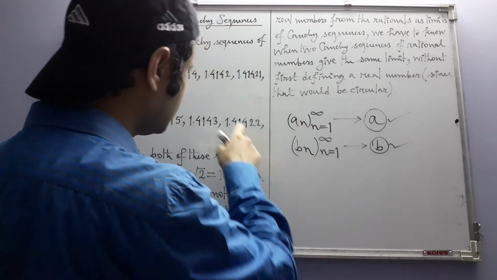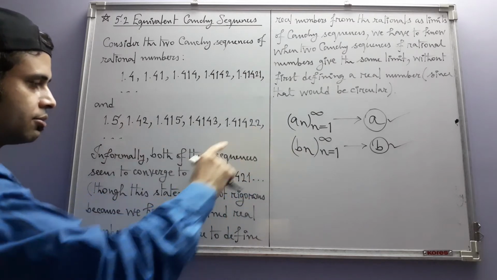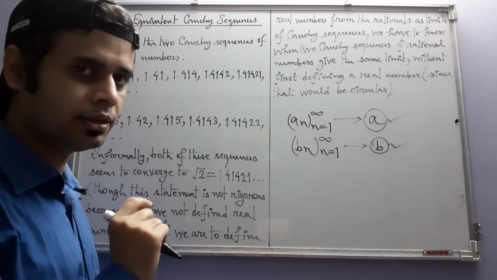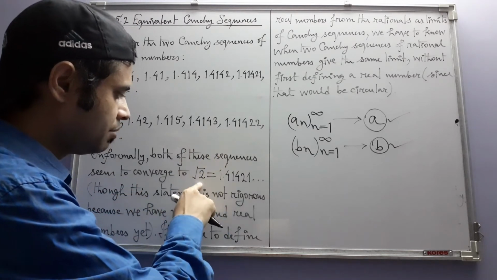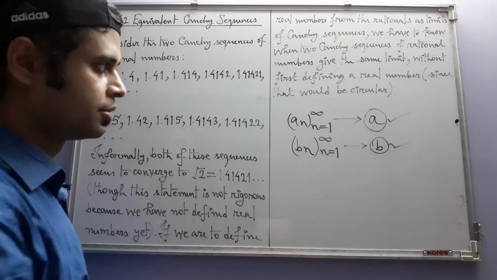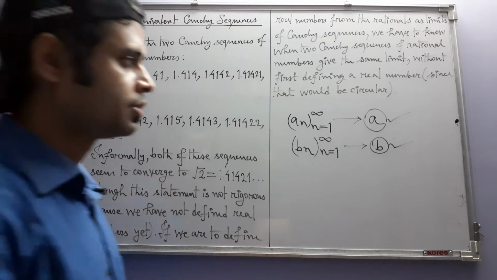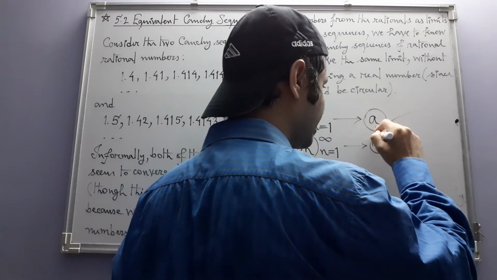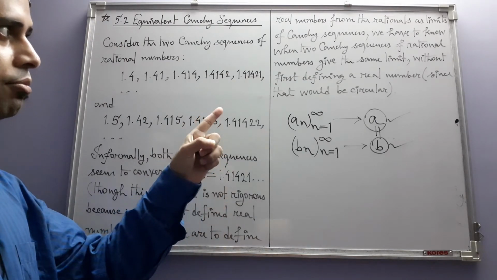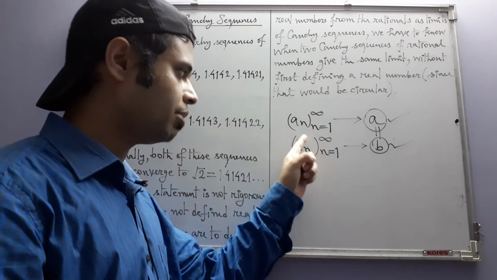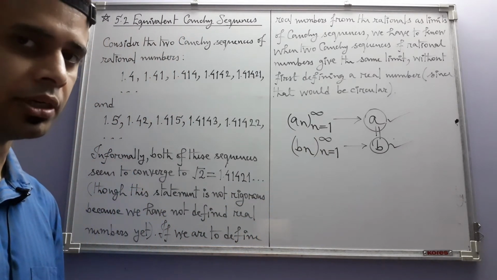Now if the situation is like this, where an is this sequence and bn is this sequence, then from our feeling about what is happening with these sequences, that both of them are converging to root 2, both of these real numbers should be equal to root 2, and in particular they should be equal. So that's why we are saying that we need a way of knowing when two Cauchy sequences are supposed to converge to the same limit.